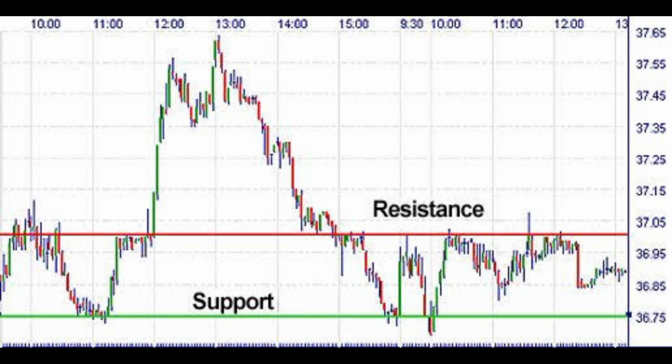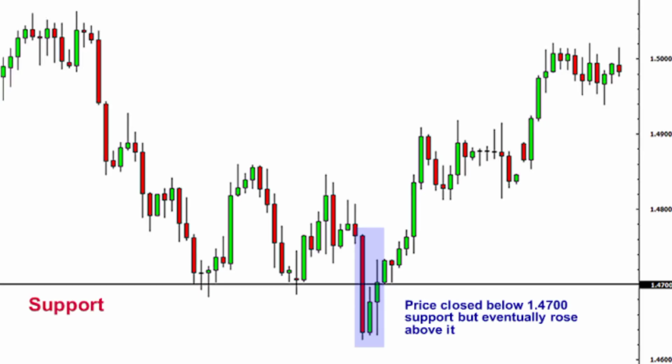Characteristics. When the price approaches a support level, there is often an increase in buying activity as traders perceive the asset as undervalued. Support levels can be identified using various technical analysis tools such as trend lines, moving averages, or chart patterns. If a support level is successfully breached, it may act as a resistance level on the way down.